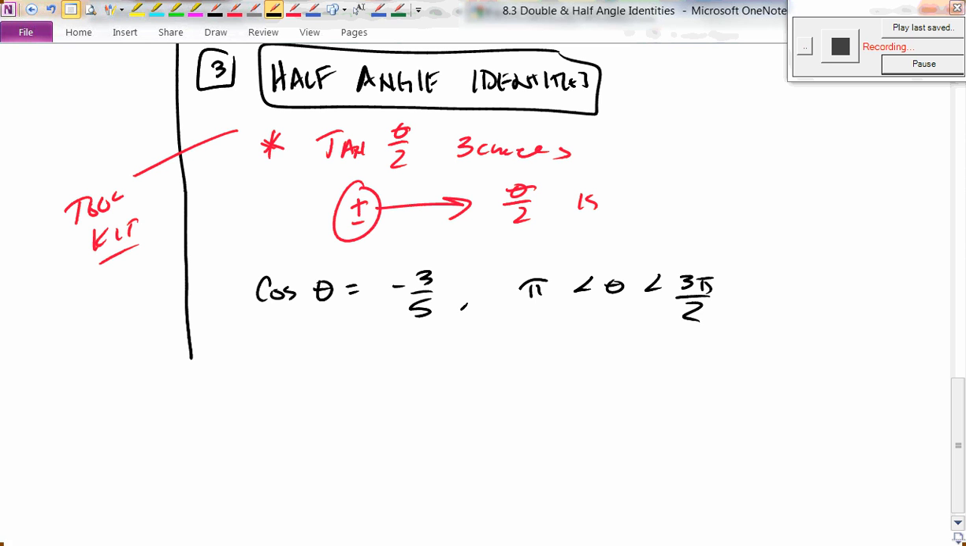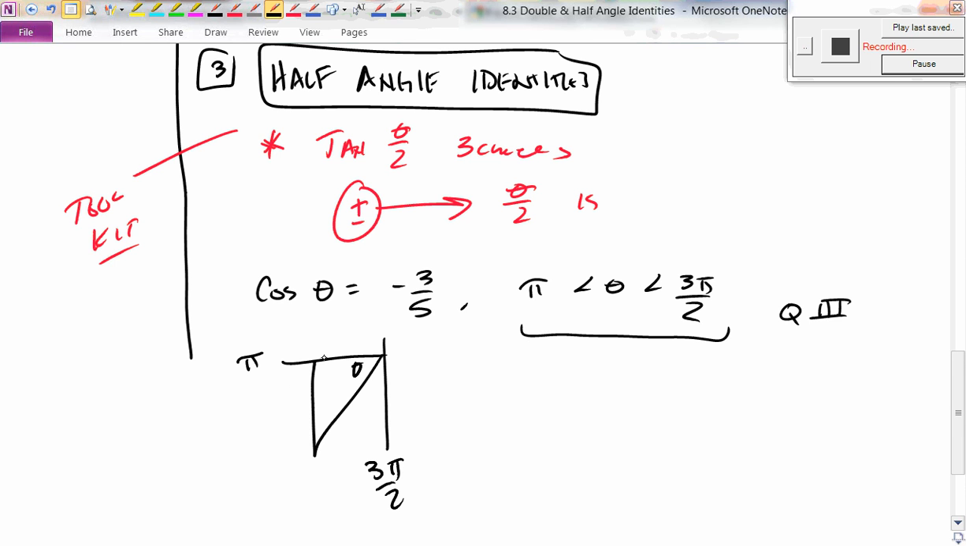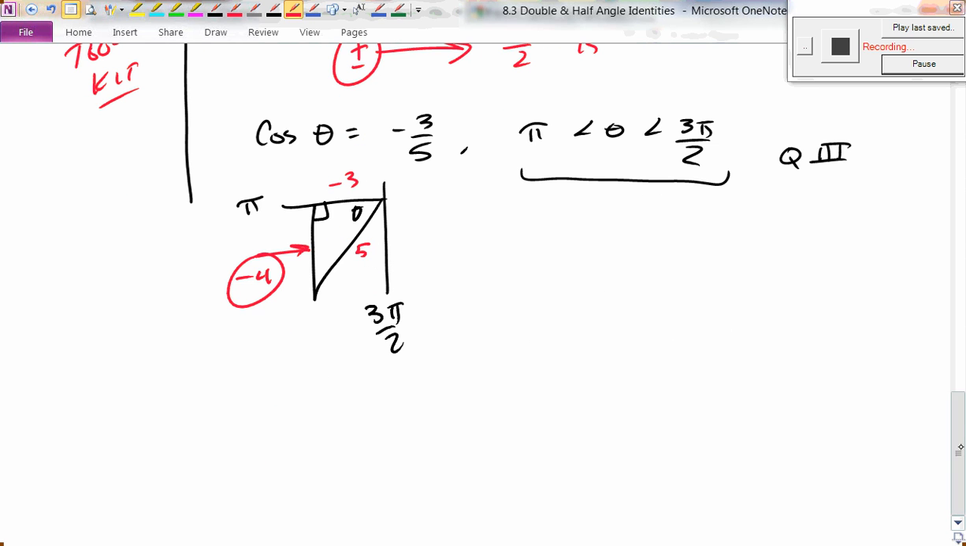All right? So if pi is less than theta less than 3 pi over 2, what quadrant does that put us in? That puts us in quadrant number 3. So if I were to quickly draw a picture in quadrant number 3, here's pi, here's 3 pi over 2. Here's an angle in quadrant 3, here's theta, there's my right angle. I know the cosine is negative 3/5, so this has to be the negative 3, this has to be a 5, and that side has to be a negative 4. I'm just using 3, 4, 5 triangles for the basic idea.